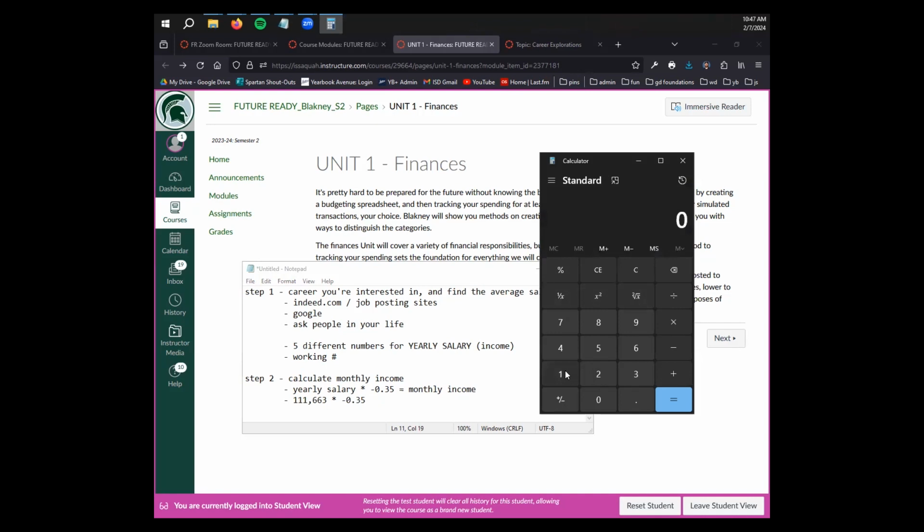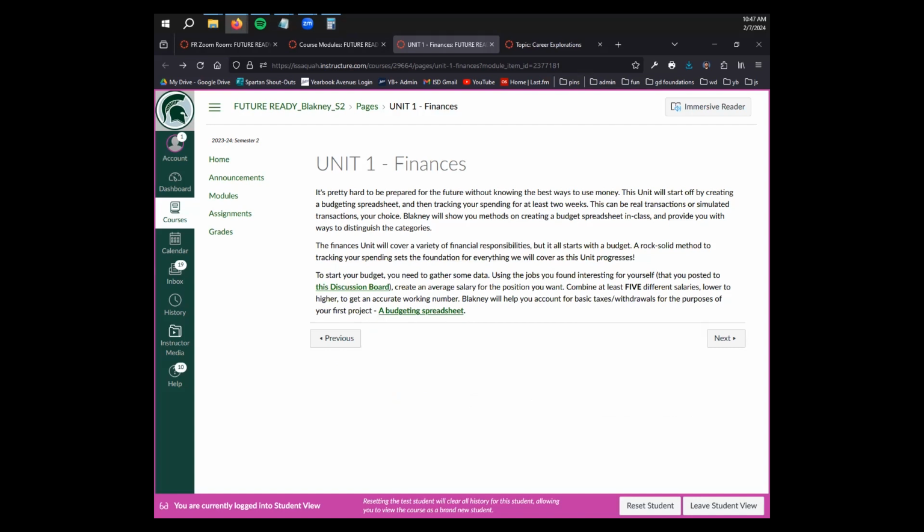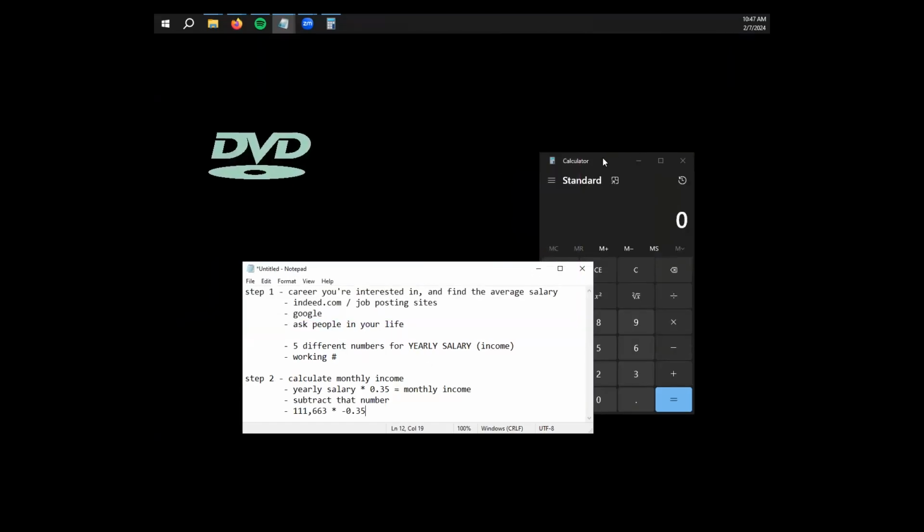So let's take 111,663 times negative 0.35, which did not do what I needed it to do. Okay, so just kidding. We're going to multiply it by 0.35 and then subtract that number. Changing things up. My calculator is not as smart as I thought. Subtract that number to get your monthly income. All right, so, sorry.